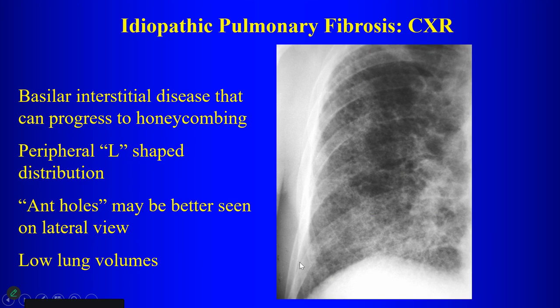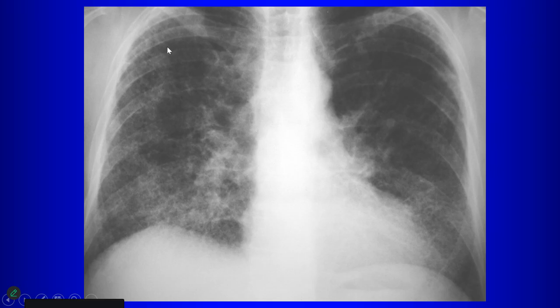And holes, what we're looking at is the areas of honeycombing. So you might see very tiny holes if you look carefully on your chest radiograph, and low lung volumes because it really is a restrictive disease. So L-shaped distribution, basilar predominant.